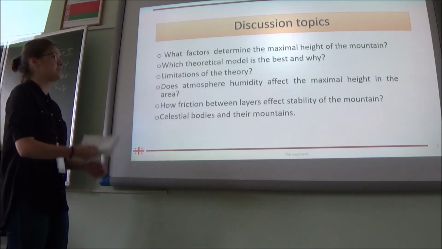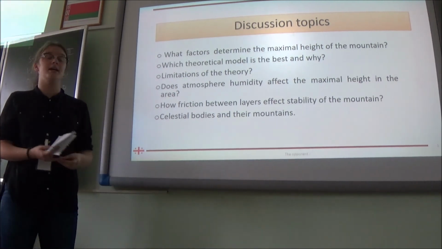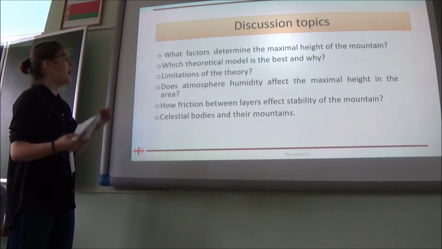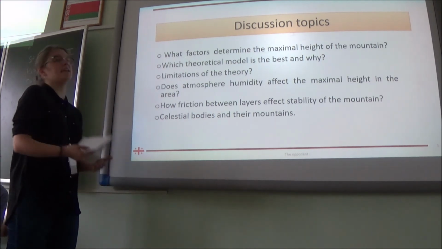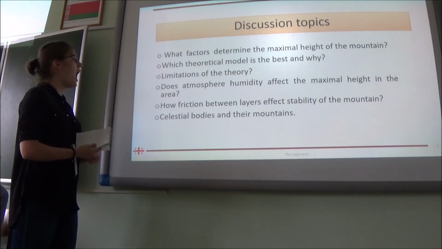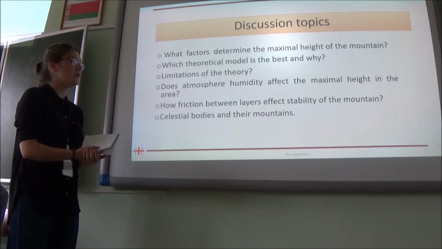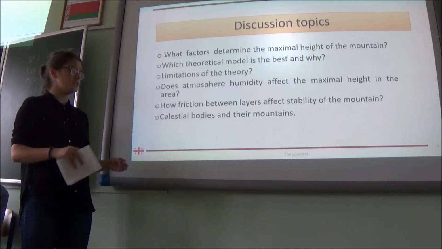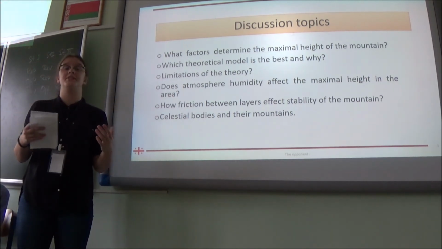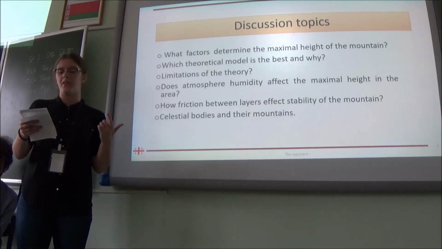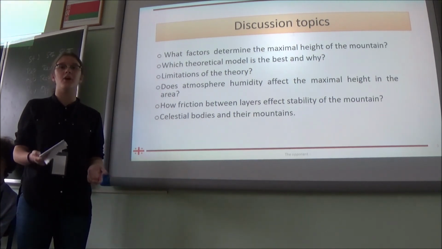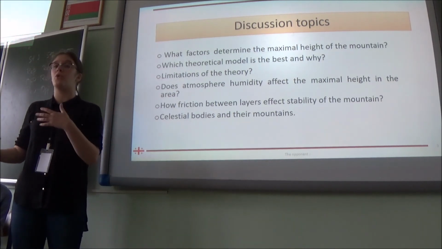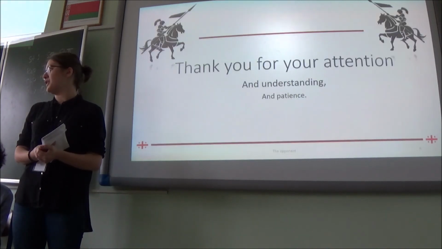What factors determine the maximum height of the mountain? Which theoretical model is the best for him, and why does he consider it the best? Also, does atmospheric humidity affect the maximum height in the area? As I said a few seconds ago, how does friction between layers affect the stability of the mountain, and celestial bodies and their mountains, simply because he only showed his theoretical models on 3 things, which were Earth, Mars, and one of the asteroids. And I would like him to talk more about other planets and maybe other celestial bodies. Thank you for your attention.